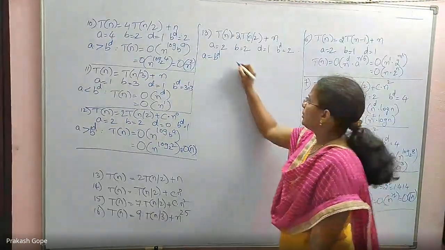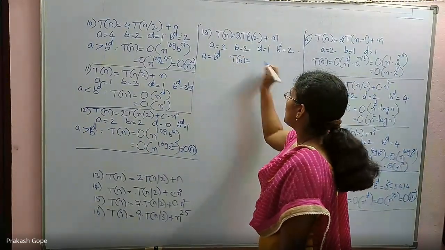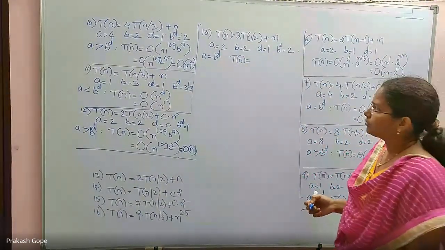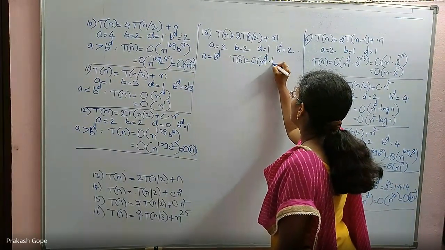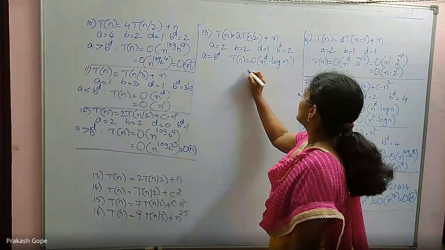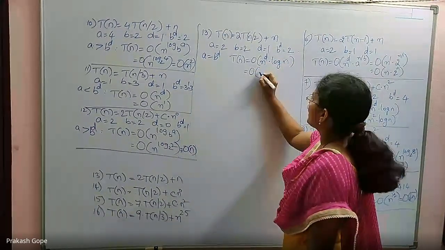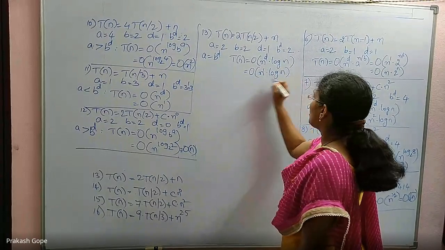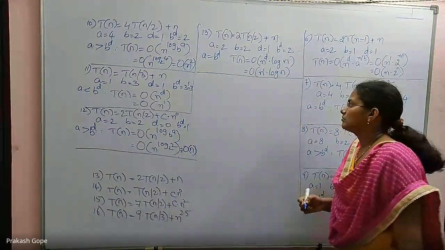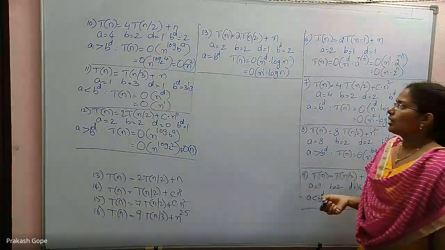So if A is equal to B power D, what is the T of n formula? T of n is equal to big O of n power D into log n. So D is 1, so n power 1 into log n, which means n log n. Big O of n log n.